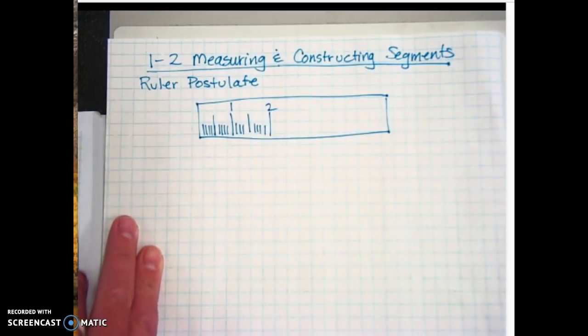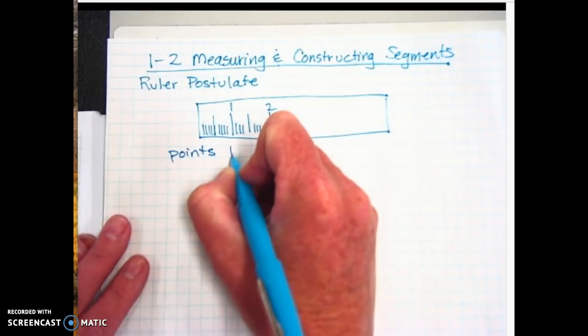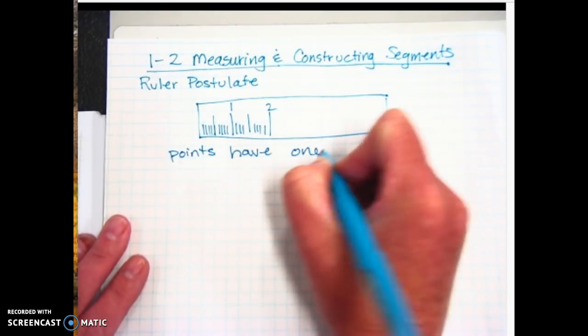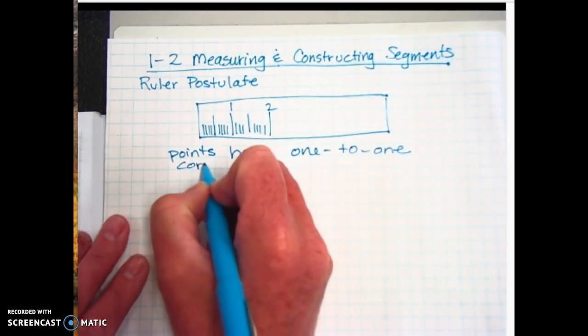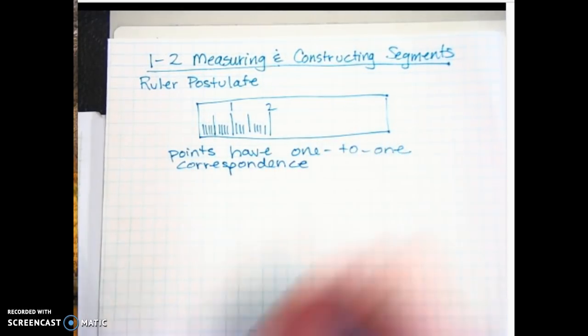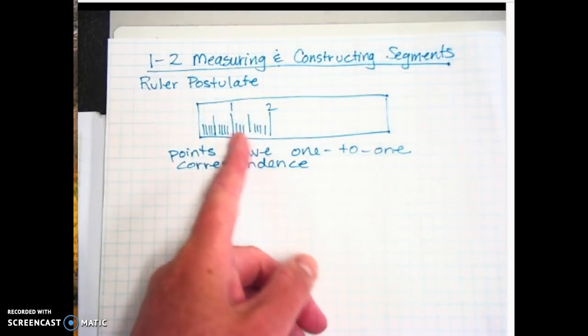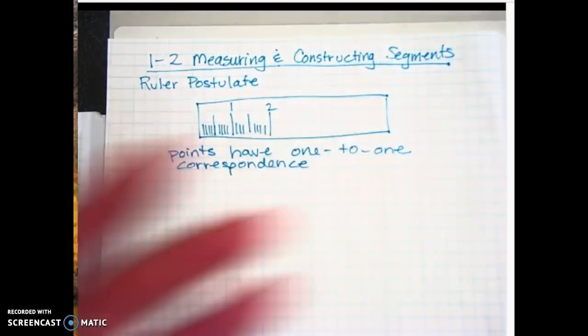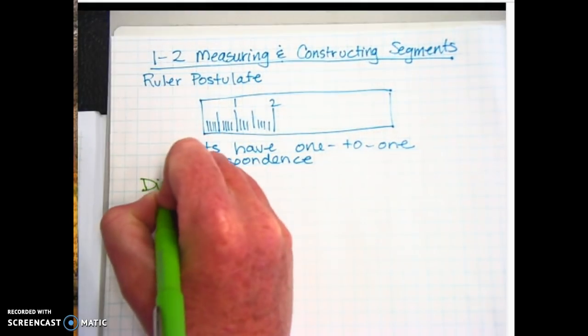So what this ruler postulate says is something like all the points have a 1-to-1 correspondence. That just means that if something lines up and measures from the 0 to the 1, it's going to be 1 inch. That's all. It's like this obvious true statement. Okay? And for geometry, we need to talk about this thing called distance.